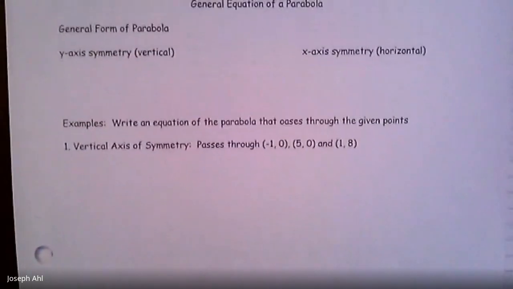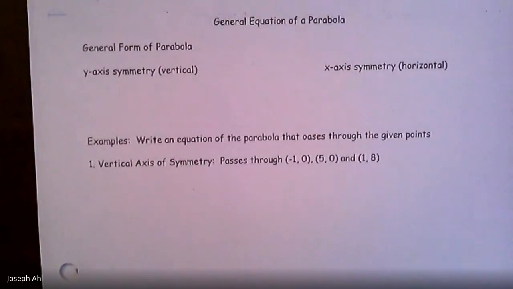Last thing in this lesson is going to be the general form of a parabola that is vertical and the general form of a parabola that's horizontal. So what we've been looking at up until this point is what's called the standard form. In standard form, we can easily identify the vertex at (h, k).